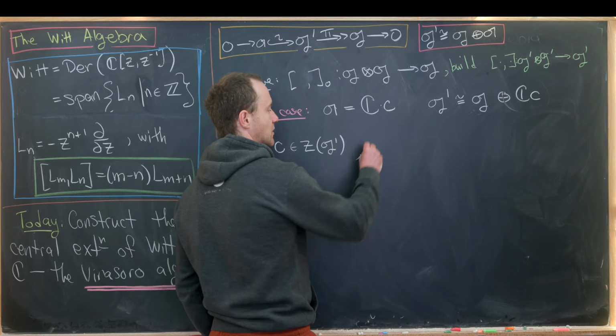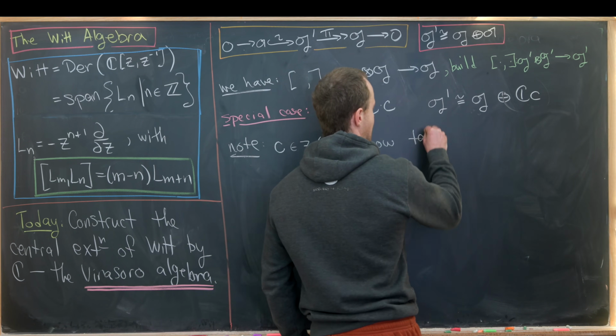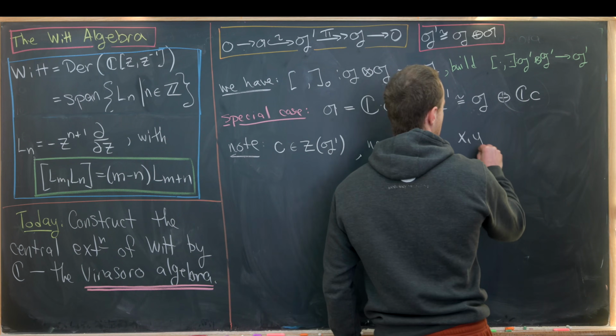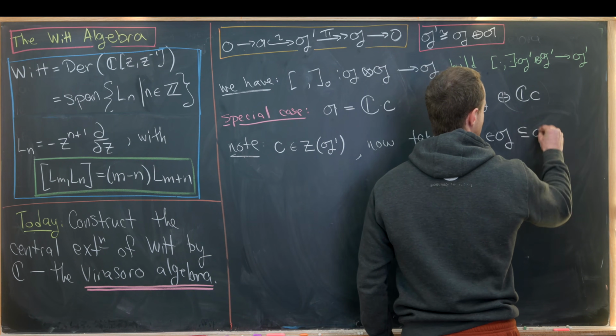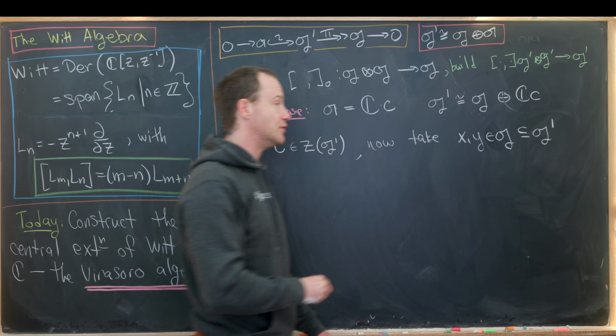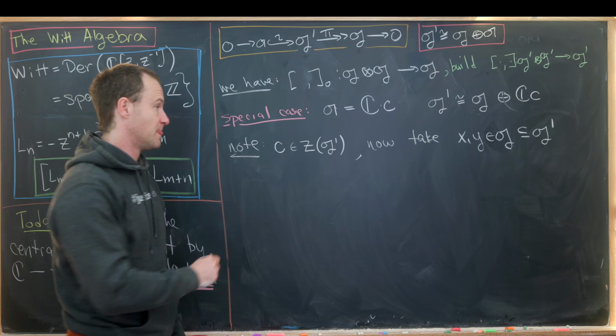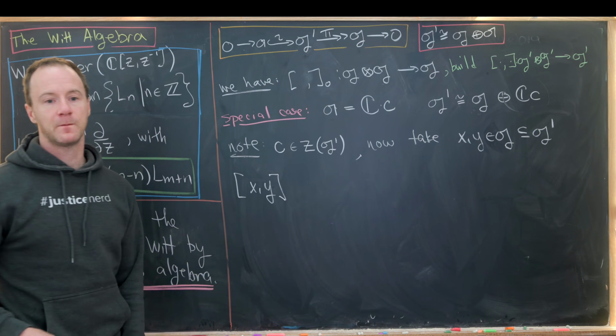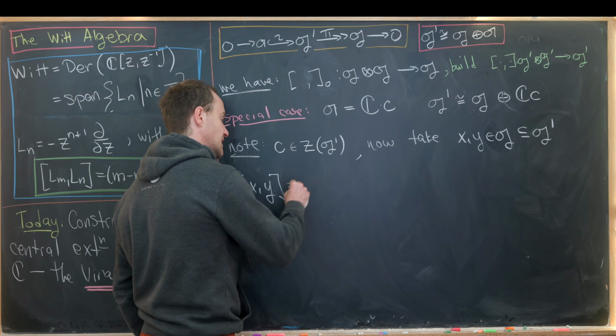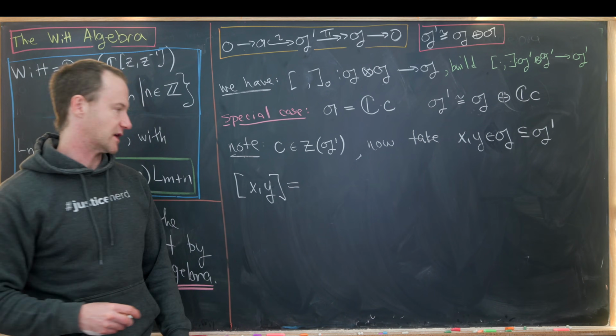Okay, so now let's take, I'll call them X and Y in G, but that's a subalgebra of G prime, so we can view them in G prime. And then we want to define bracket XY. But there's only so much that bracket XY can look like.